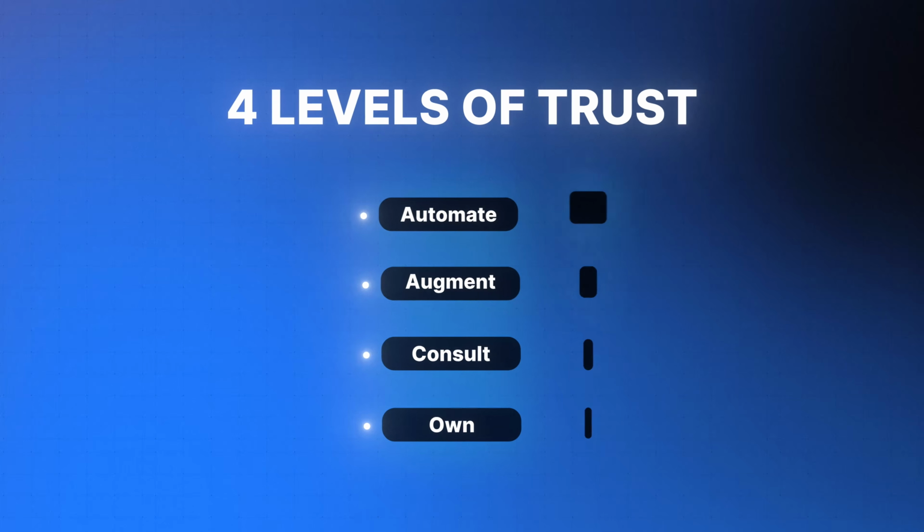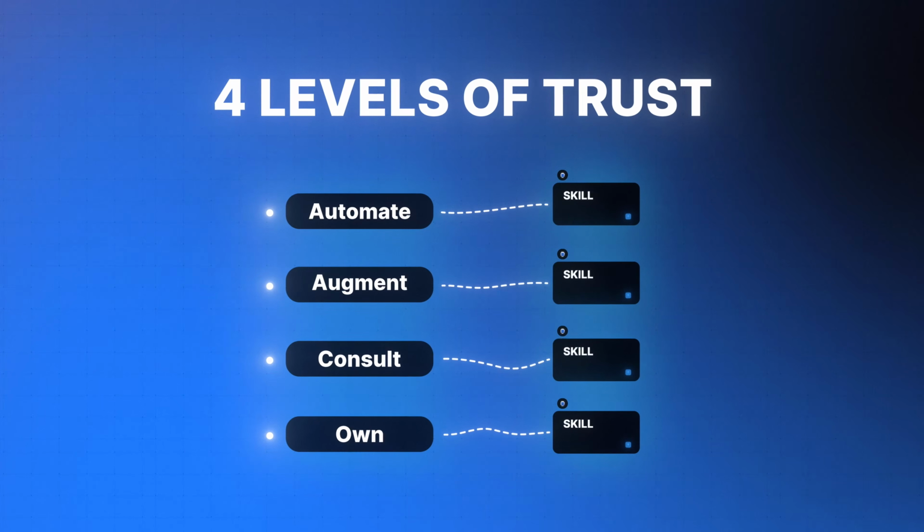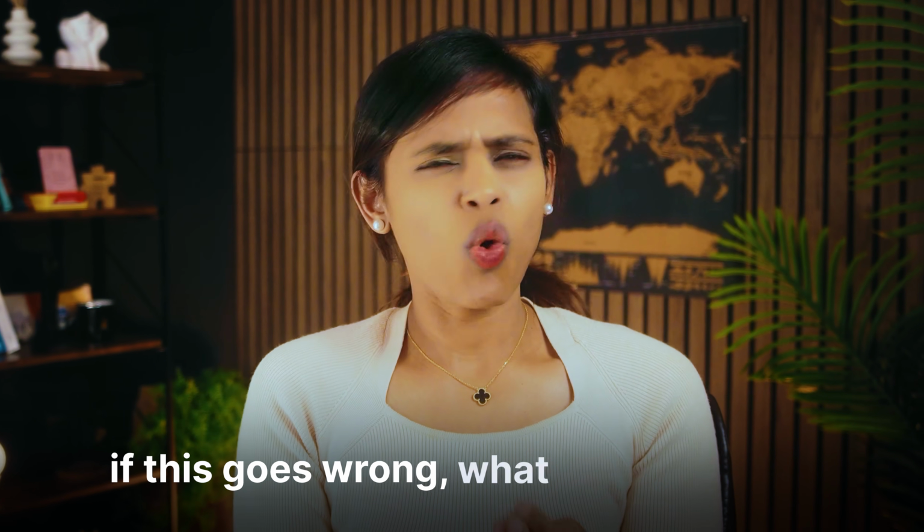Every skill you build sits at one of these 4 levels, and the question you want to be asking yourself even before you build a skill and fire it is, if this goes wrong, what really breaks? And if your answer is nothing big, you are ready to automate. But if the answer is a relationship, a deal, or your reputation, you want to stay firmly in the loop until the agent has built its trust with you.